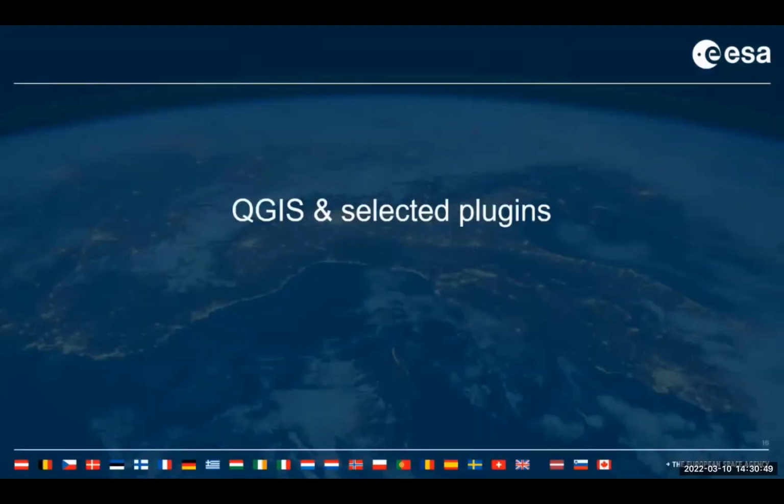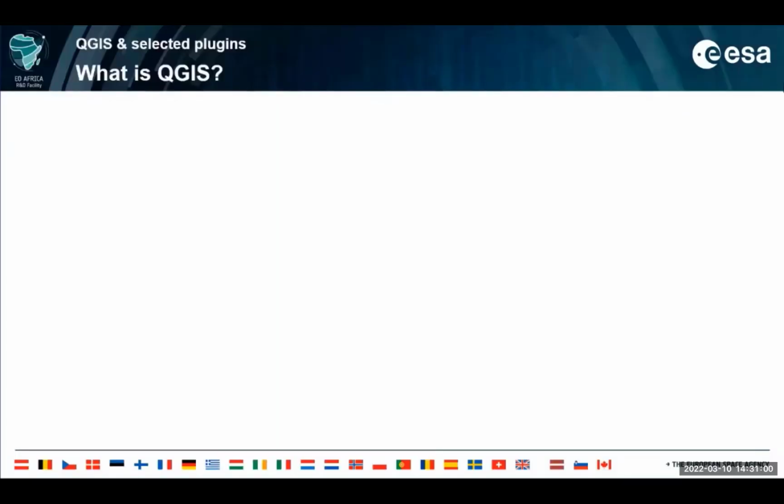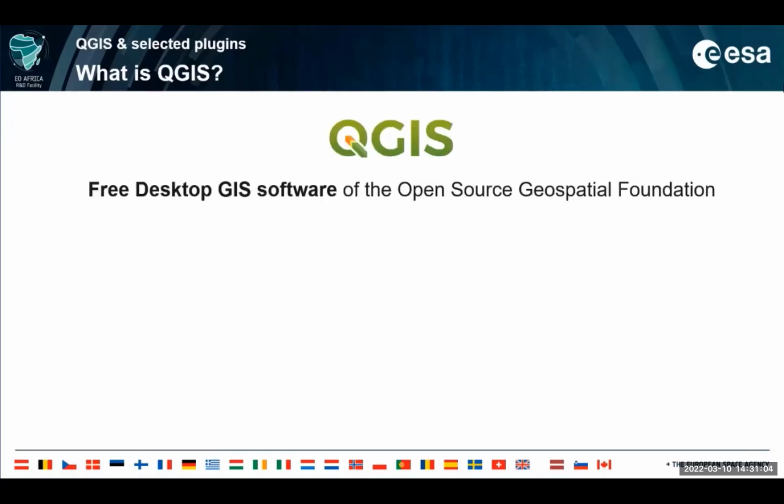Now, when you are familiar with different tools supported by ESA, we will move into the most commonly used software for remote sensing and GIS applications. This software is called QGIS, which stands for Quantum GIS. It is an open-source GIS desktop platform developed by the Open Source Geospatial Foundation.